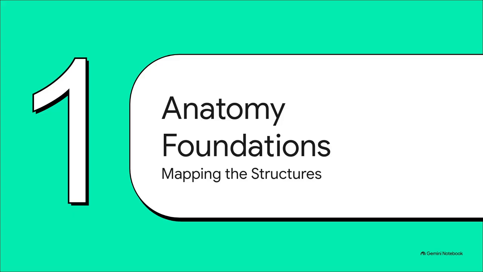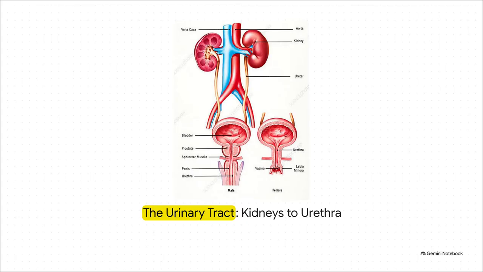All right, kicking things off with Section 1, Anatomy Foundations, where we map out the structures. Let's dive right into this. Precise coding absolutely always begins with precise anatomy. Think about the urinary tract top down. It starts up high with the kidneys, which are busy producing urine. Then, the ureters act like plumbing pipes, transporting that urine down into the bladder. The bladder stores it, and finally, the urethra expels it from the body.